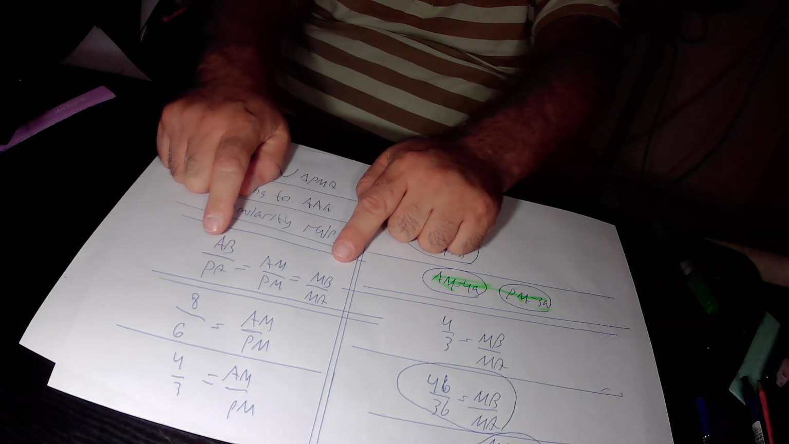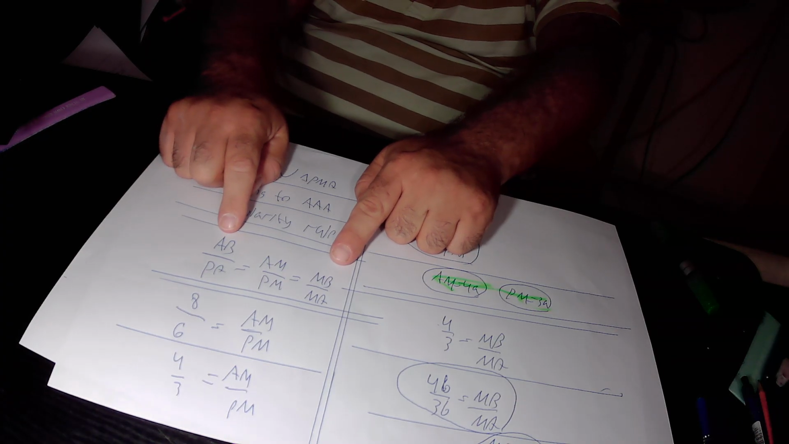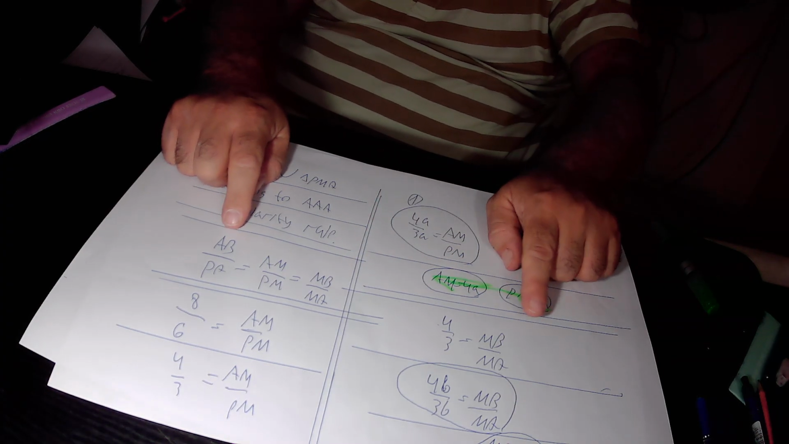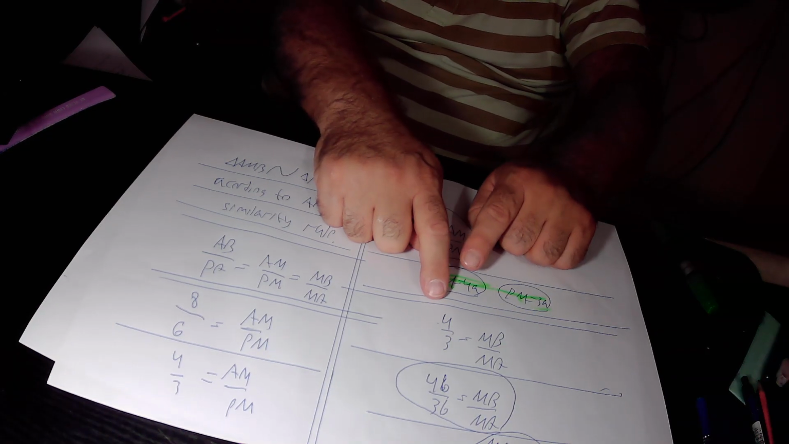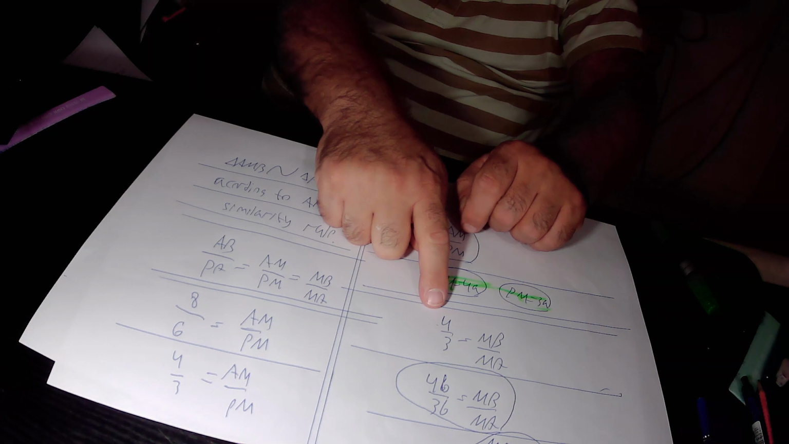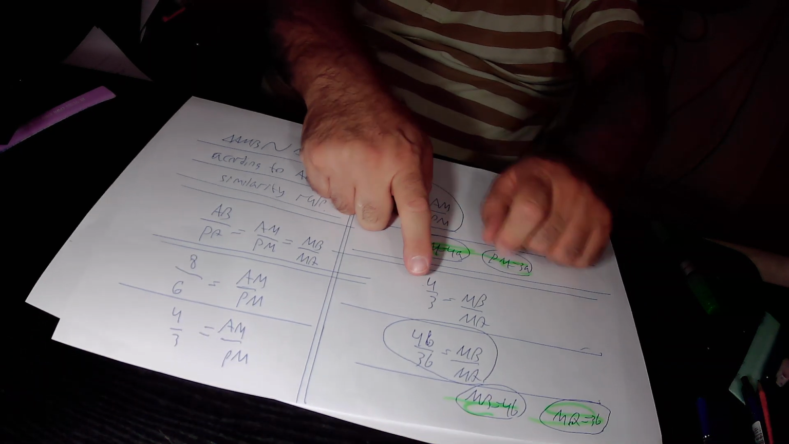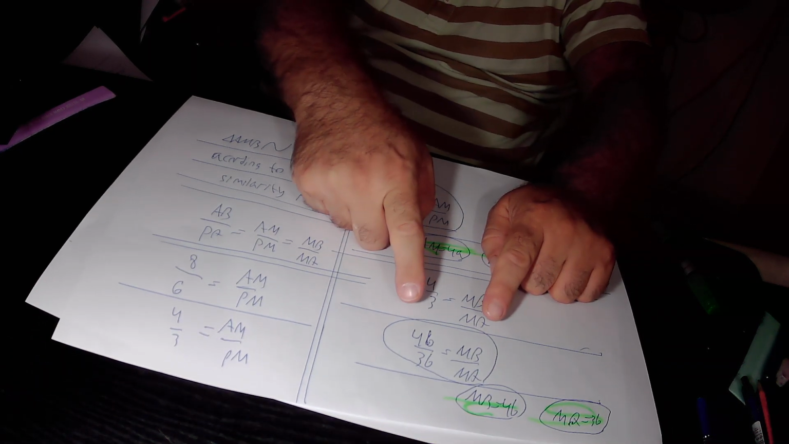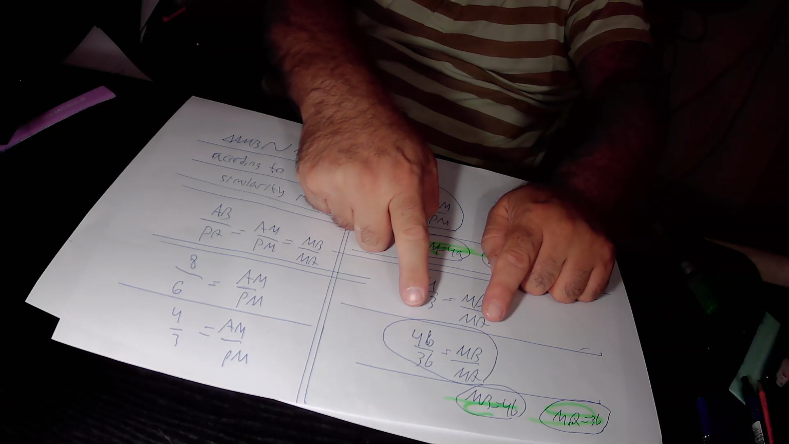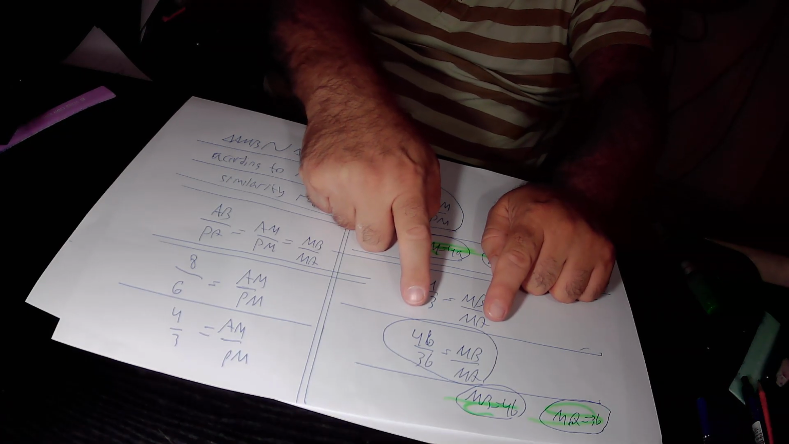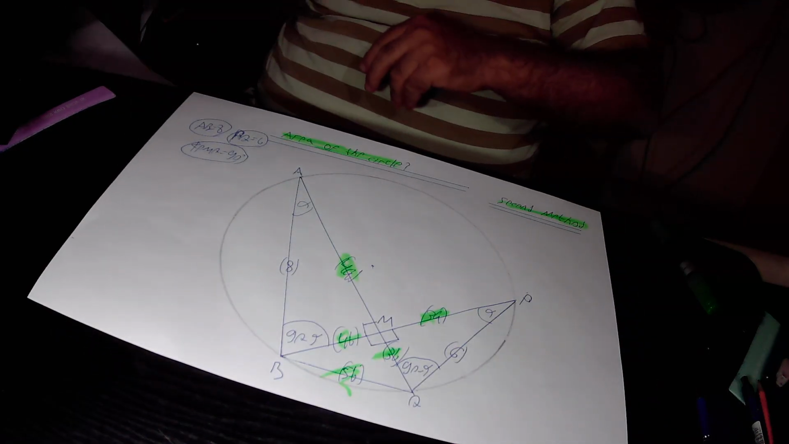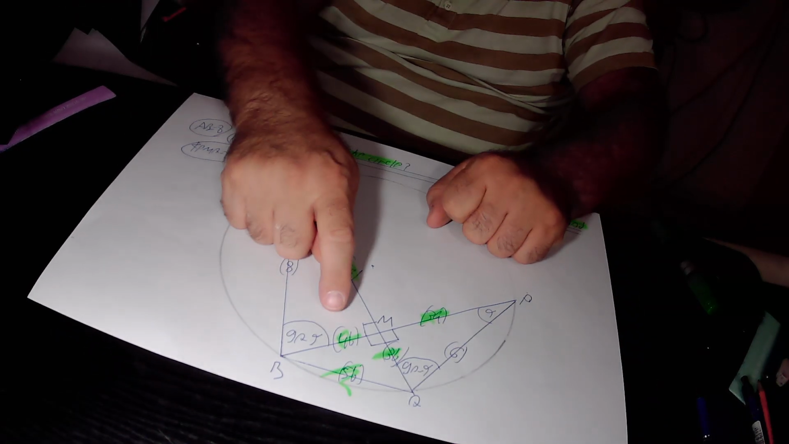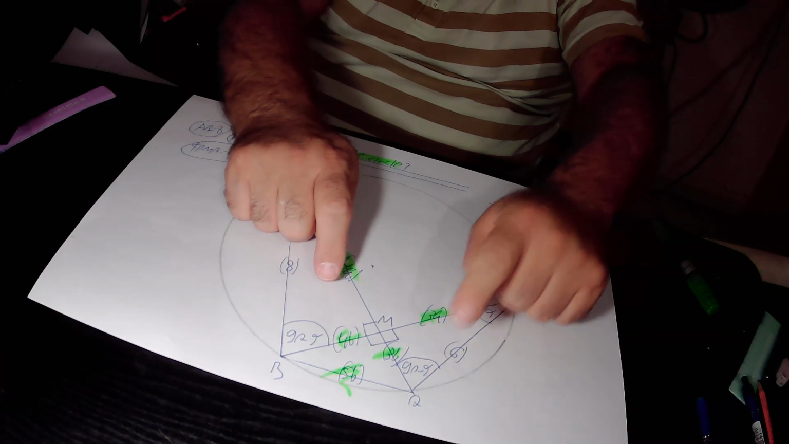AB over PQ is 4 thirds, so 4 thirds equals MB over MQ. We multiply both the numerator and the denominator by B, and finally found out that 4B over 3B equals MB over MQ. This equation means that if MB equals 4B, then MQ must be equal to 3B.